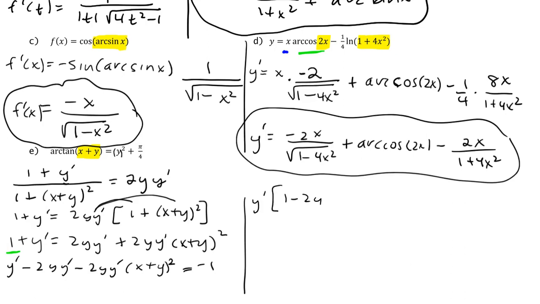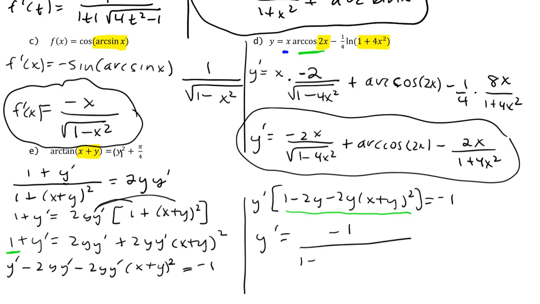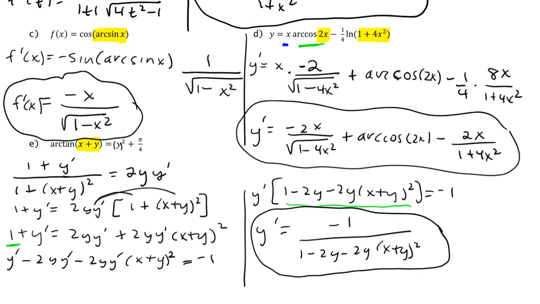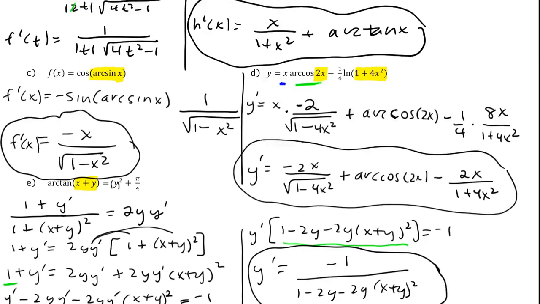Now that I have that, I can factor out a y prime from everything on the left, and I have 1 minus 2y x plus y squared equals negative 1. Now I'm going to take all of this and divide it to the other side, so I have y prime by itself. So now I'm going to have a negative 1 over 1 minus 2y x plus y squared.